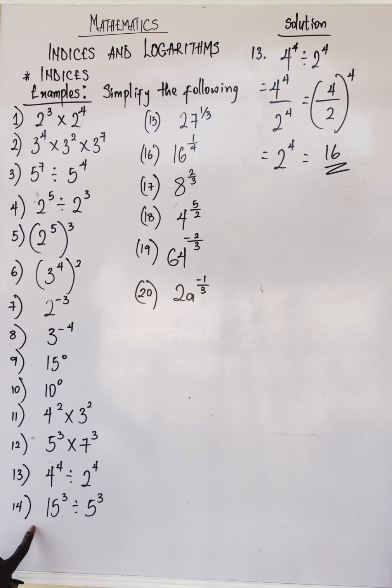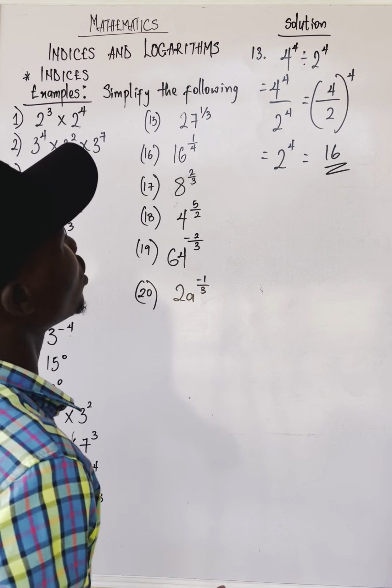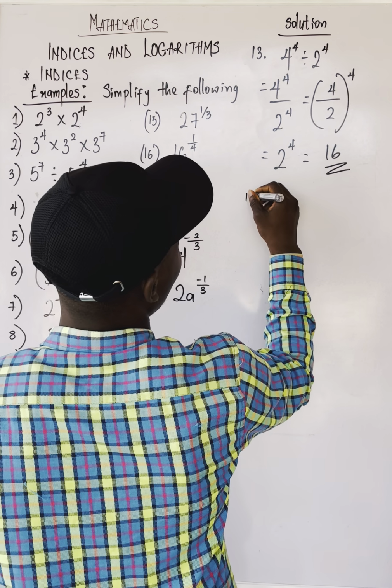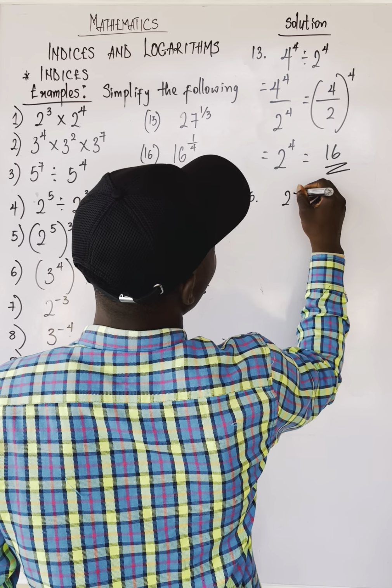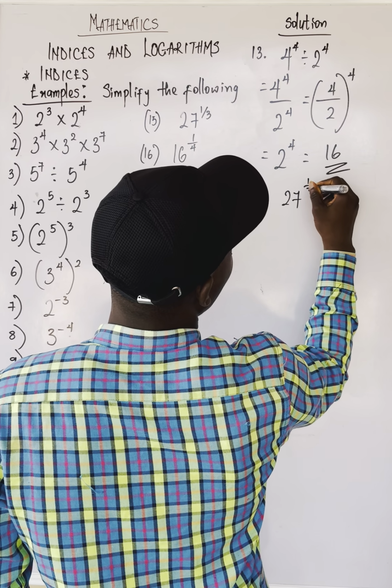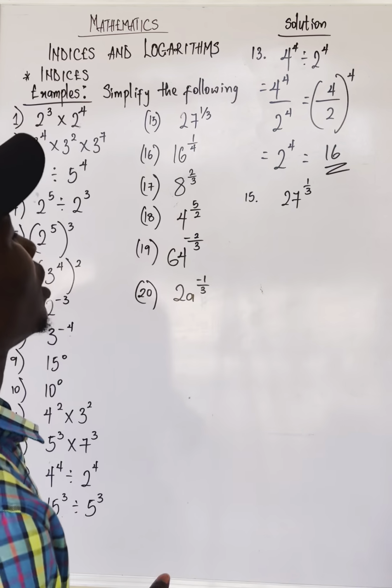Now, try and solve question 14 yourself. Now, moving to question 15. Question 15 says 27 raised to power 1 over 3.